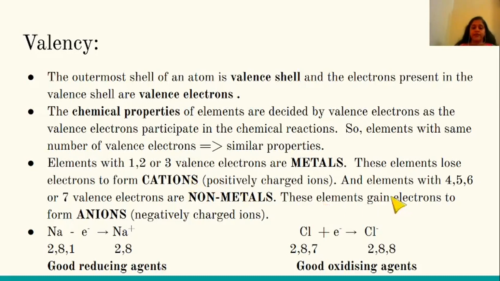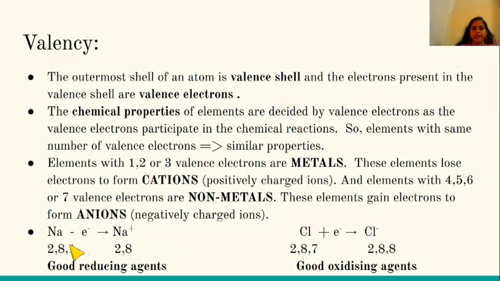If there are 4, 5, 6 or 7 valence electrons, they are non-metals and they will always have a tendency to gain electrons and convert into anions. Okay, so we have ionic equations like this. I have taken 2 examples. Children, there are many in your text. You should practice this. One ionic equation question is definitely there in your question paper.